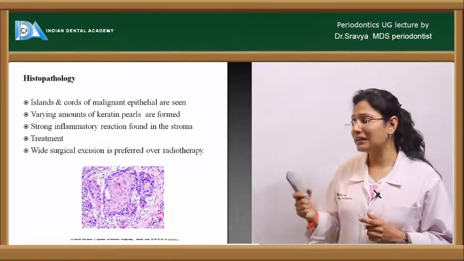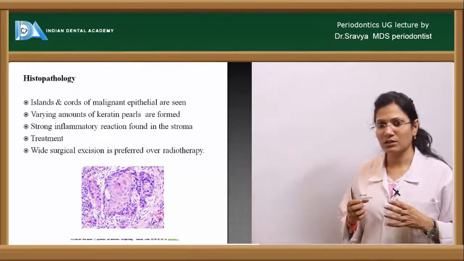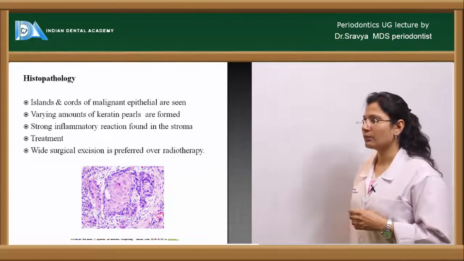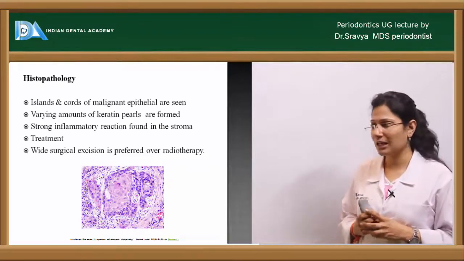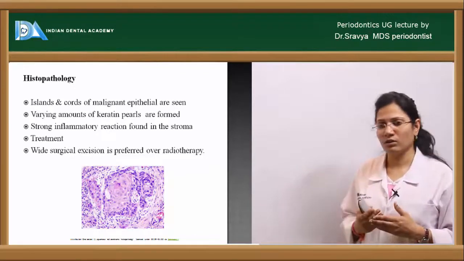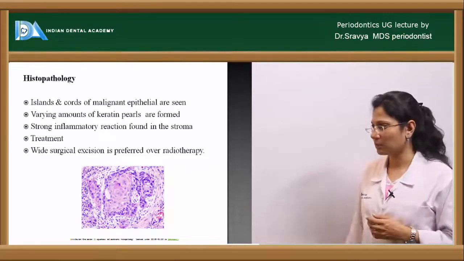Histopathology, you find islands and cords of malignant epithelial cells. So it's a cord-like arrangement of your epithelial cells with varying amounts of keratin pearls, and a strong inflammatory reaction can be seen. The treatment would be a wide excision or radiotherapy supplemented with radiotherapy.